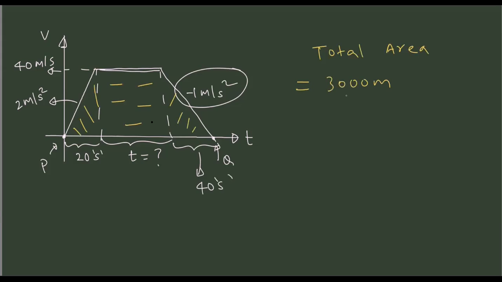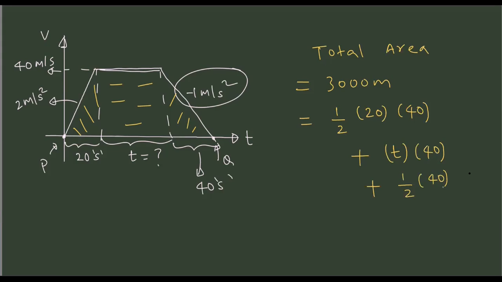Now, if I take the area of the first triangle, using half base into height, I'll get the area of the first triangle, which is half into 20 into 40. Now the rectangle area would be base into height. Base is time, and height is 40, plus the last triangle is half, base is 40, and height is 40. So from here we get 3000. We can just cancel 40 off from everything. Yes, we can do that.